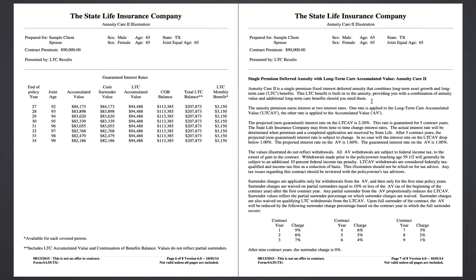The last 2 pages of the illustration are definitions, and you can see in this page 7 that it gives you the interest rate that we've talked about, 2.2% for 5 years on the long-term care accumulation value, and it shows the accumulated value grows at 1.6% with a minimum guaranteed interest rate of 1.0%.